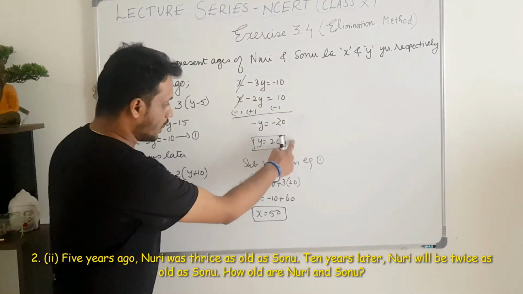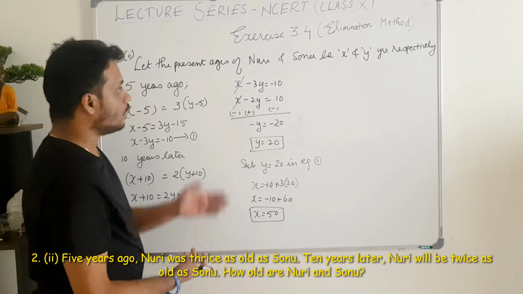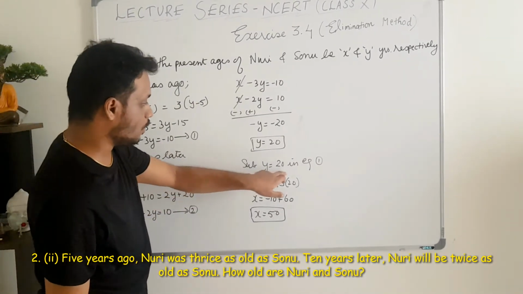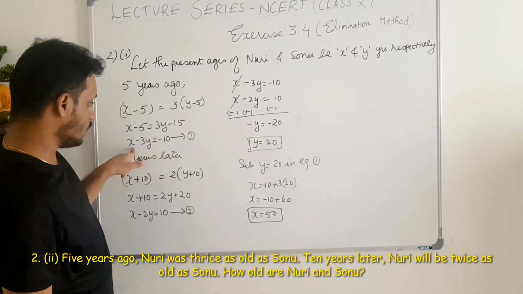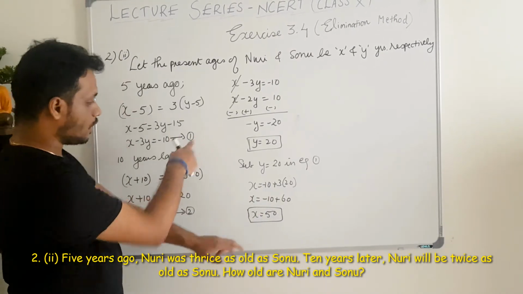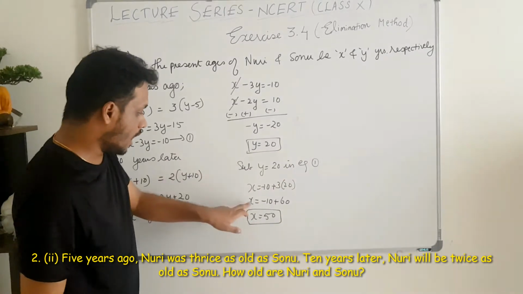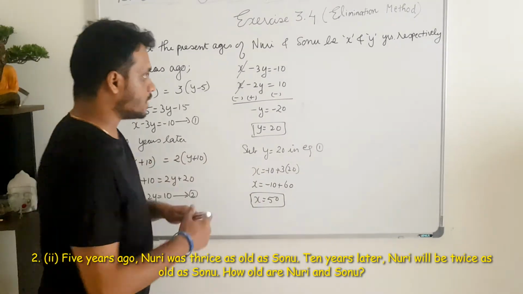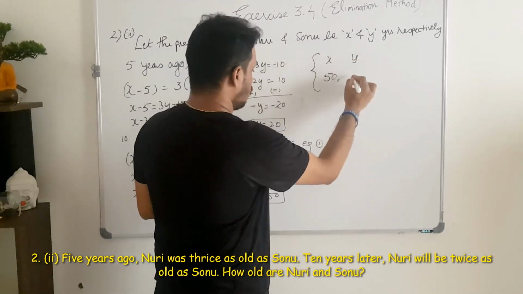When I substitute y is equal to 20 in any one of the equations, I will be able to find out the age of Nuri. Now let's substitute y equal to 20 in equation 1. So x is equal to minus 10, and this minus 3y goes to that side, becomes plus 3y, 3 times 20 because y is 20. I get x is equal to 50. So the present age of Nuri is 50 years and Sonu is 20 years.